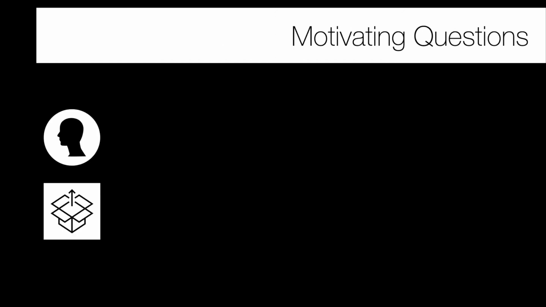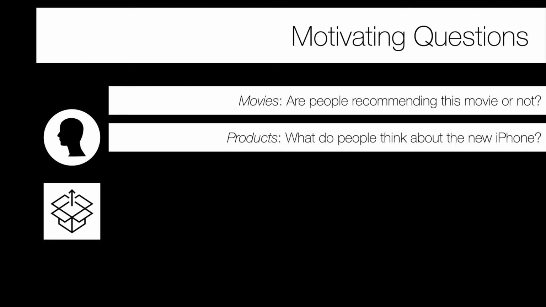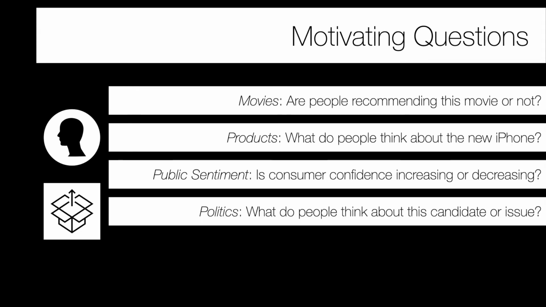So now when we go back and look at the motivating questions we had, when we talk about movies, the holder is the public or a particular person, and the target becomes the movie. Same thing with products: the holder is the person, and the target is the iPhone. Consumer confidence: the holder is a person or the public, and how they feel about the economy or about the target being some kind of market or general stance of the country. Politics: there's a clear holder, the voting population, and a target, a candidate or an issue.